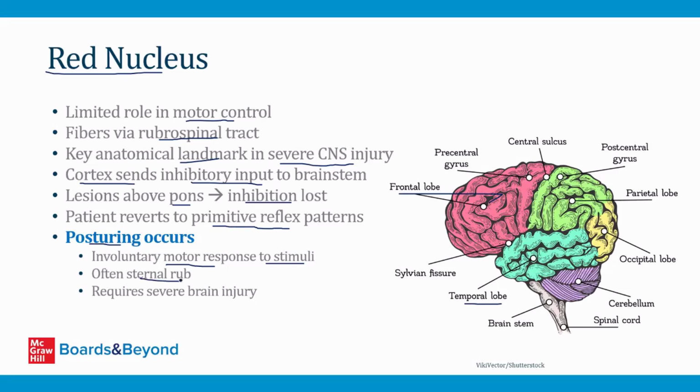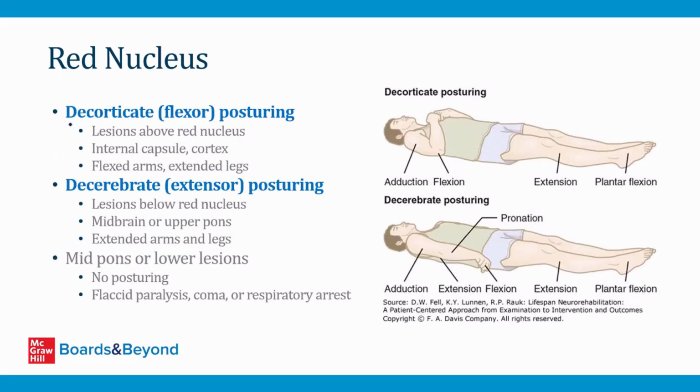Often it's a sternal rub of an unconscious patient in the trauma bay. You rub their chest, you rub their sternum, and you will see a motor response. That's called posturing. This only happens with severe brain injury. It's usually only appreciated in patients who have lost consciousness from a massive intracranial injury. So there are two forms of posturing you can see.